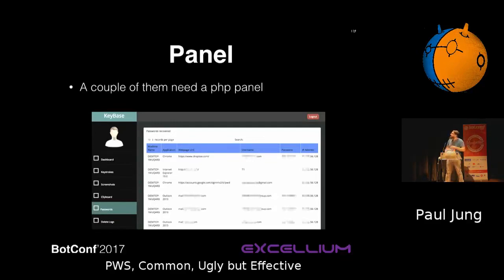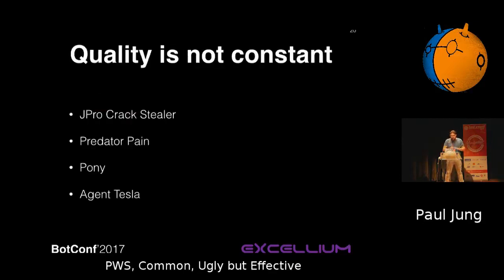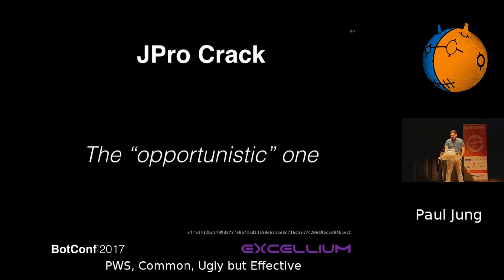So to illustrate that, we will dig into four panels. Do we know Predator Pain? Okay, nobody? Do we know Pony? Pony is known. Aha, a lot. So we will dig into that to see what exists. The first one, let's say an opportunistic one, was sent by a friend.